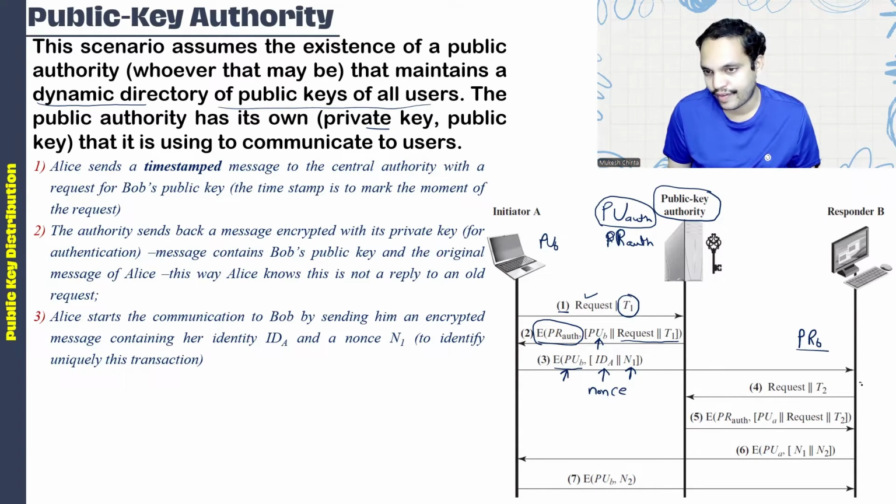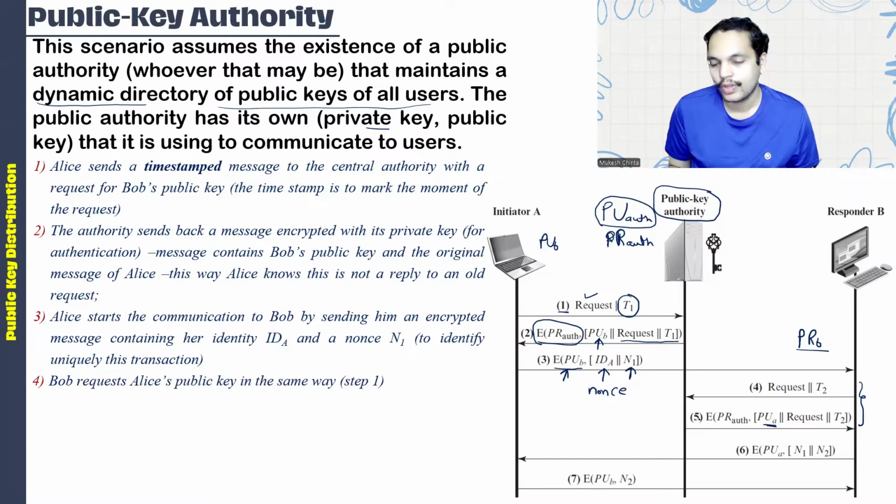These two messages, 4 and 5, repeat the same steps through which A received the public key of B from PKA. Now, after 4 and 5, B will also receive the public key of A. Now, if you understand, messages number 2 and number 5 are going to ensure both A and B that the public keys which they are receiving are genuine, because these keys are encrypted using the private key of the authority. Only the authority has the knowledge of the private key, and nobody else can forge these messages. So messages 2 and 5 cannot be forged by somebody else, isn't it?